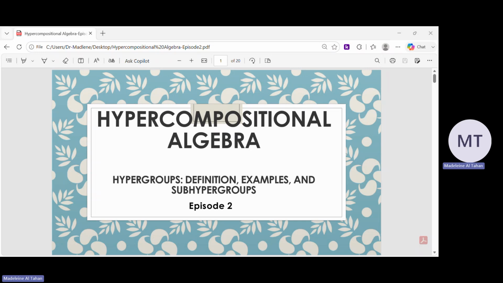Today, we move to one of the most fundamental structures in hypercompositional algebra, the hypergroup. And the hypergroup that we'll consider during this episode is Marty's hypergroup. We will learn its formal definition, understand how to verify whether a given structure is a hypergroup, and we will also study finite and infinite examples. Let's begin.